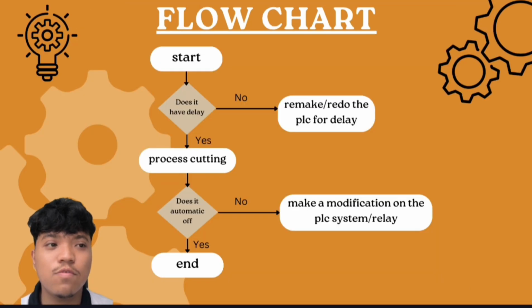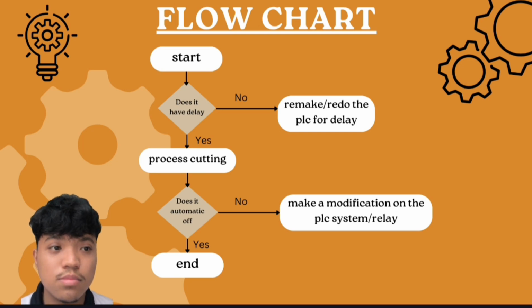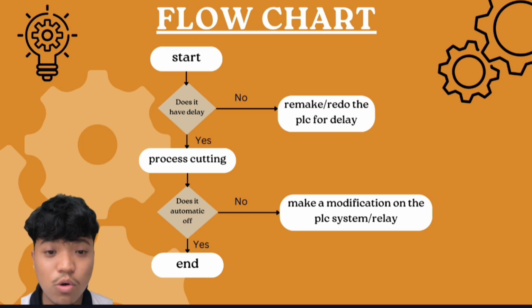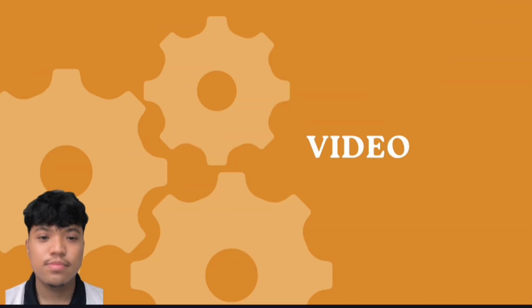So next, this is the flowchart of our circuit. We have to start the circuit. Does it have a relay? If not, we have to remake or redo the PLC for delay. If yes, the machine will do a cutting process. And then, does it automatically turn off? If no, we have to make a modification on the PLC system or relay. If yes, the circuit will end.